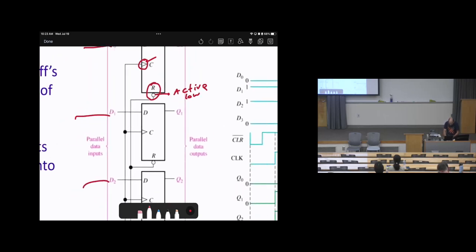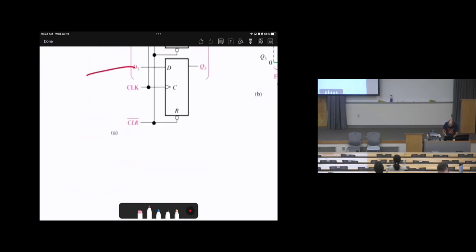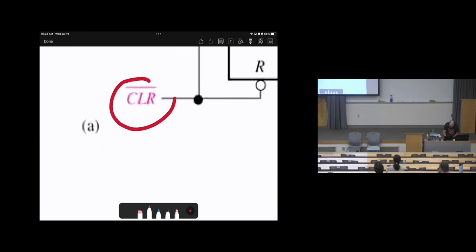So how can we realize this? Where there is a bubble, and when you look here, there is a bar above this symbol. So the bubble and the bar mean it's active low. This happens because in many real-life hardware practical applications, the clear will be active low. This is the most common: active low clear.